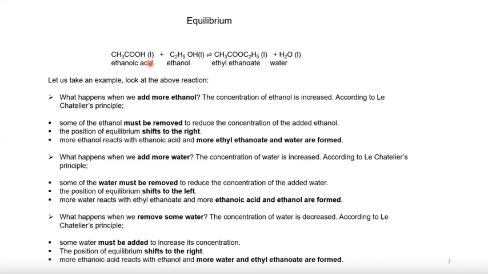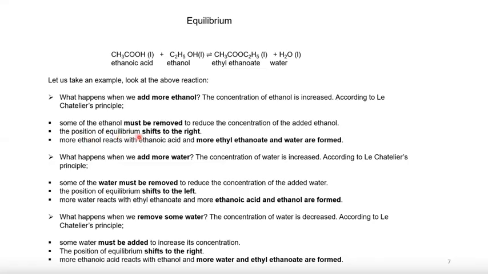We are taking ethanoic acid and ethanol, and we get ethyl ethanoate and water. This reaction is in equilibrium. Let us take an example. If we add more ethanol, one of the reactants, what happens? According to Le Chatelier's principle, some of the ethanol must be removed from the system, to reduce the concentration of the added ethanol.